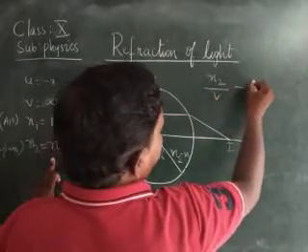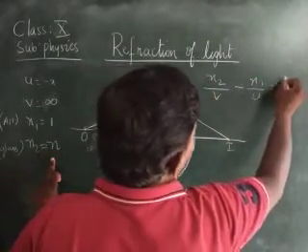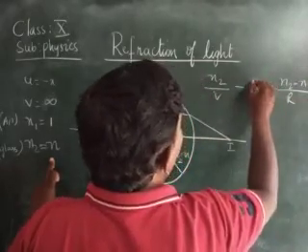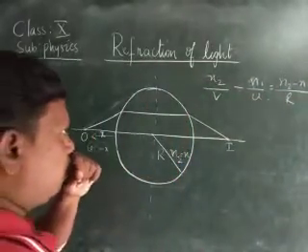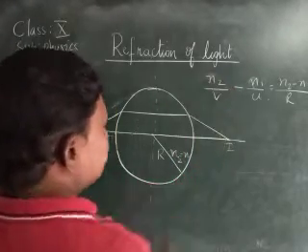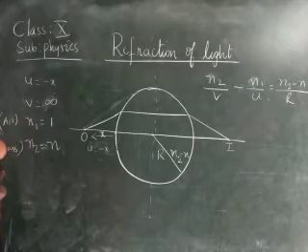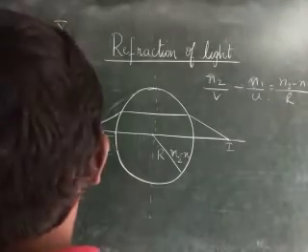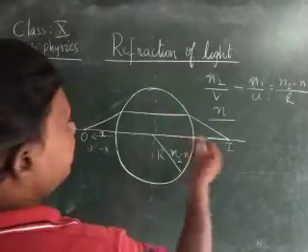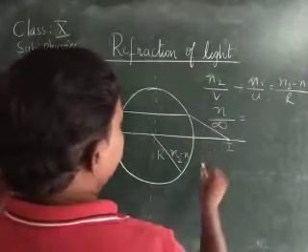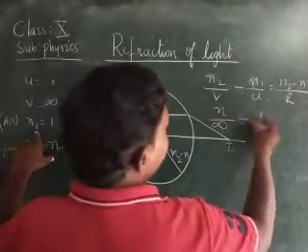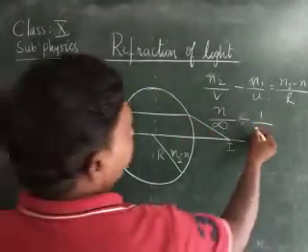n2 by v minus n1 by u is equal to n2 minus n1 by r. What is n2 here? n. What is v here? Infinity. What is n1 here? 1. What is u here? Minus x.